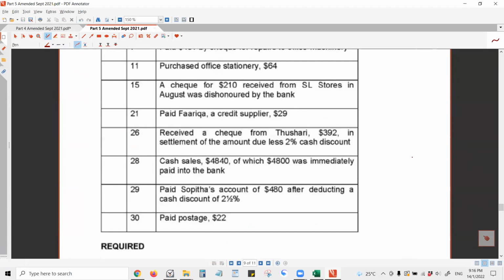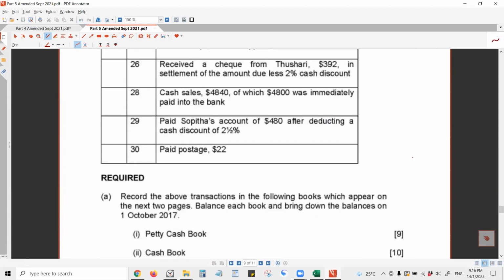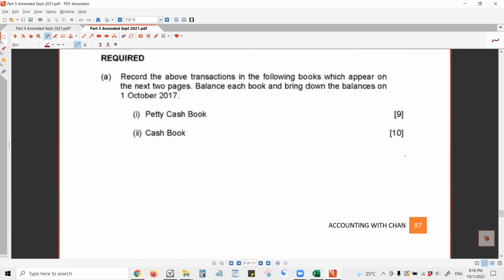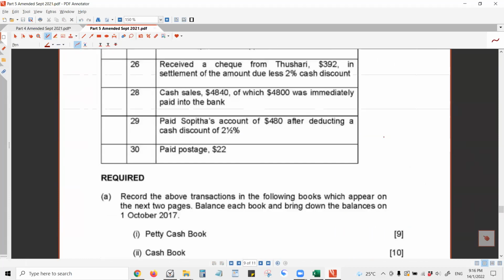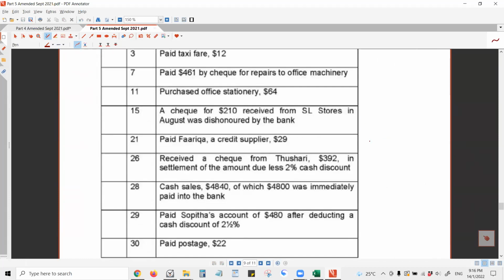You can look at page number 87. You can go to page number 87. Okay, just for a while. Page number 87. This is chapter 5. Okay, you look at transaction on 26. Receive a check from Tushari 392 in settlement of the amount due less 2% cash discount.